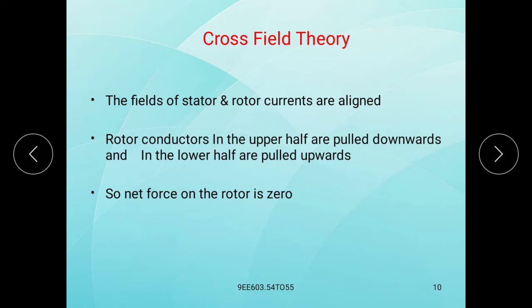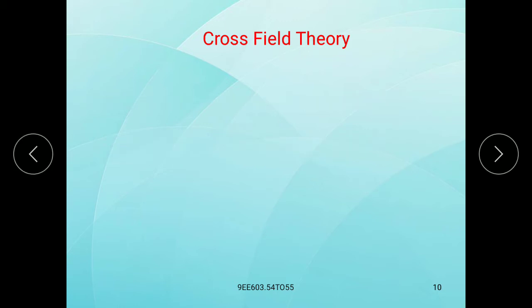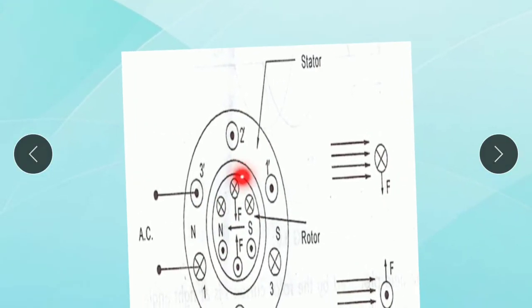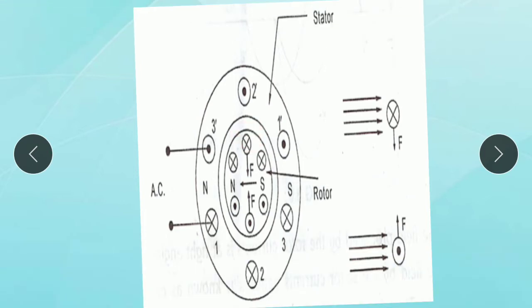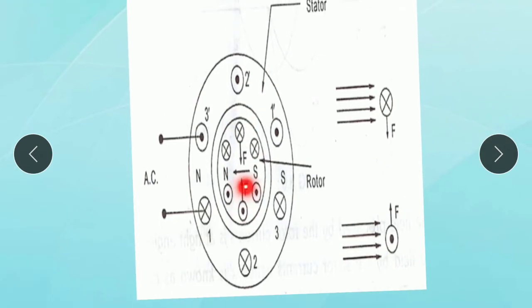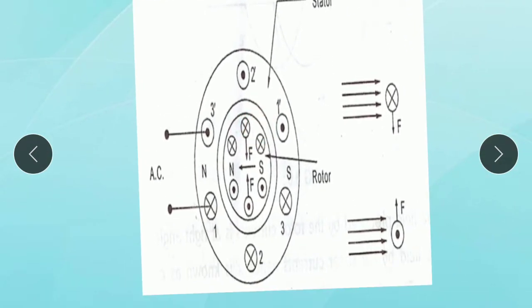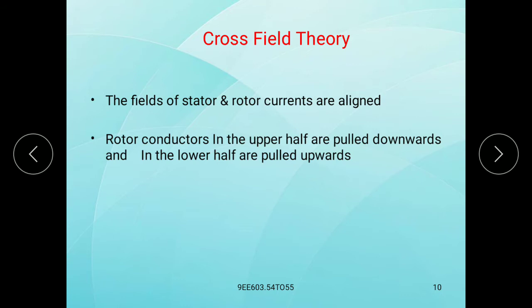Here the rotor conductors in the upper half are pulled downwards and in the lower half are pulled upwards. So the net force on the rotor is 0. See here, on the upper side it is the downward side, and on the lower side it is the upward side. This resultant gives 0. So the rotor conductors in the upper half are pulled downward and in the lower half are pulled upward. So the net force on the rotor is 0.